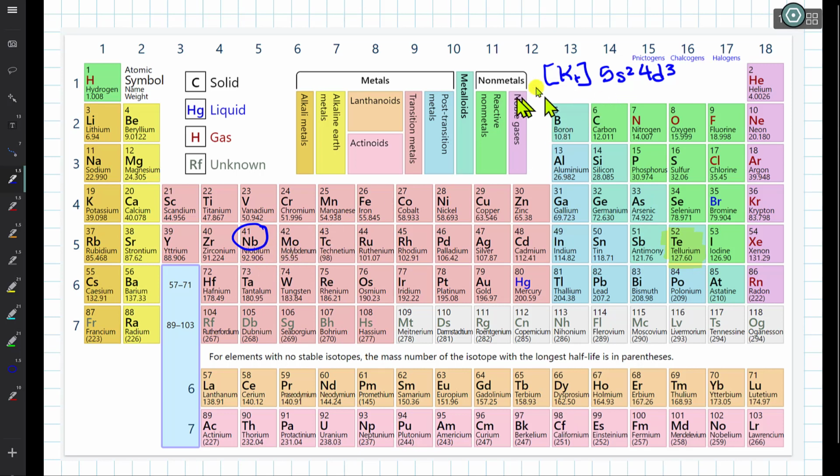So this would be the electron configuration for niobium. Krypton is the core. Now that's different than the core electrons. The core electrons would be krypton plus the 4d3, so it would be, I guess, 39 electrons. But the noble gas core for core notation is krypton, and it's 5s2 and then 4d3.